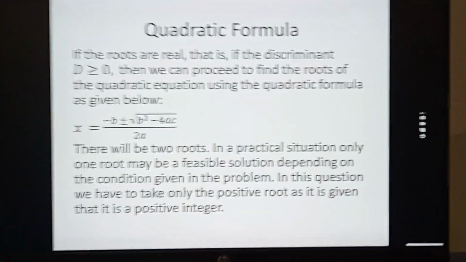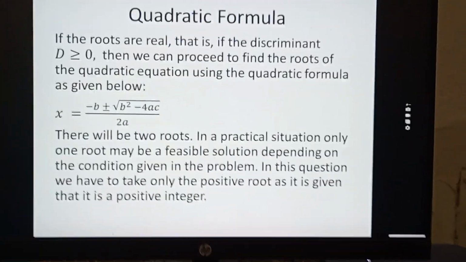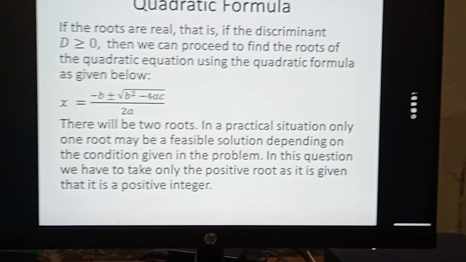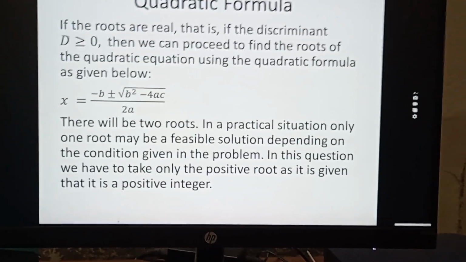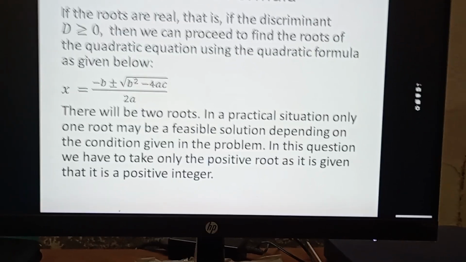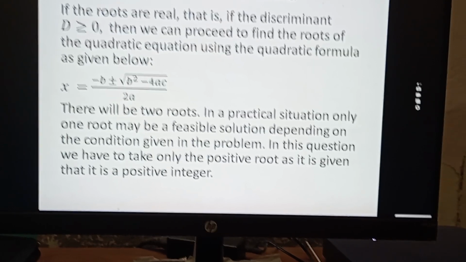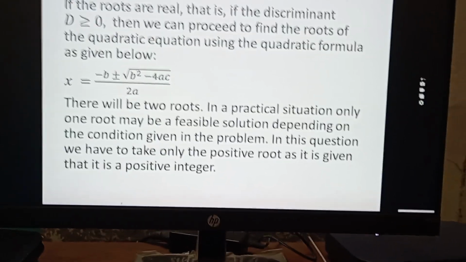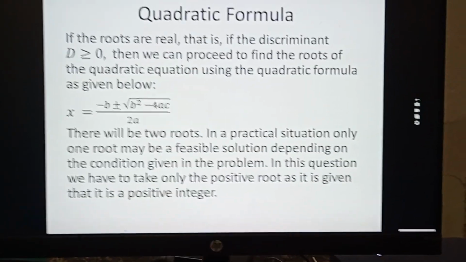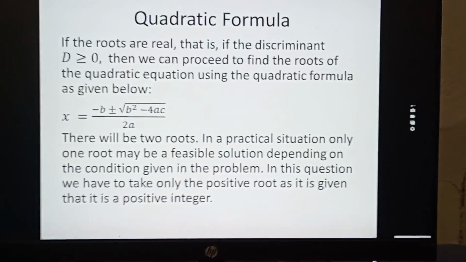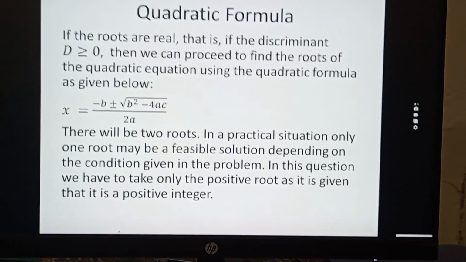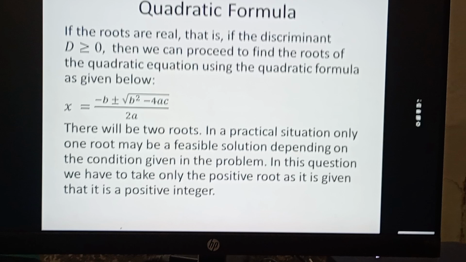Now coming to the quadratic formula. In this method, we use a formula that is called the quadratic formula. If the roots are real, that is, if the value of D, the discriminant, is greater than or equal to 0, then we proceed to find the roots of the quadratic equation using the quadratic formula as given below. This is the quadratic formula: x is equal to minus b plus or minus square root of b squared minus 4ac, whole divided by 2a.